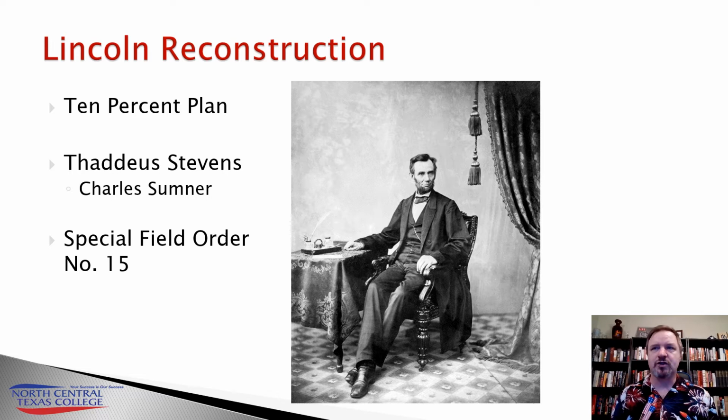General William Tecumseh Sherman, as he marched from Georgia up through South Carolina into North Carolina, issued an order called Special Field Order Number 15. If you ever heard that term 40 acres and a mule, this is the 40 acres part of it. Basically what he said was that all captured slave-holding lands are to be reallocated in 40-acre plots to the freed slaves.